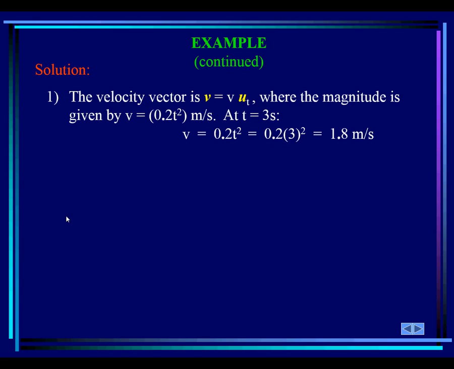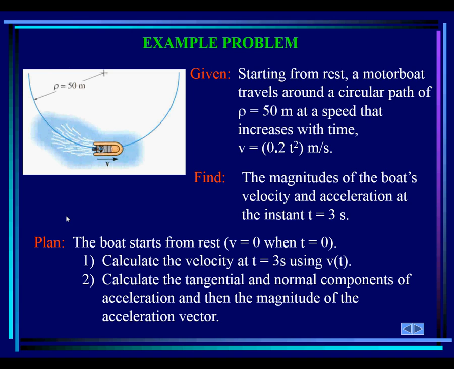So what is the solution to the problem? Let's read the problem first. Starting from rest, this motorboat travels around a circular path of 50 meters. This is the radius of curvature. At a speed that increases with time, v is equal to 0.2 t squared meters per second.